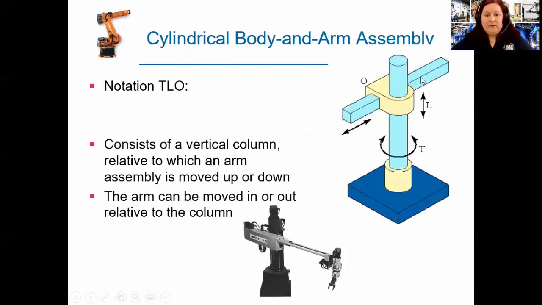The second one is the cylindrical body and arm assembly. In this one, you will have a vertical column, which has a Z rotation. And then we will have an arm assembly that can move up and down, in some kind of Cartesian coordinate system. And this arm can be moved in or out relative to the column. So there is rotation, and the other two are basically horizontal axes, X and Y, for example, and the Z is rotation.